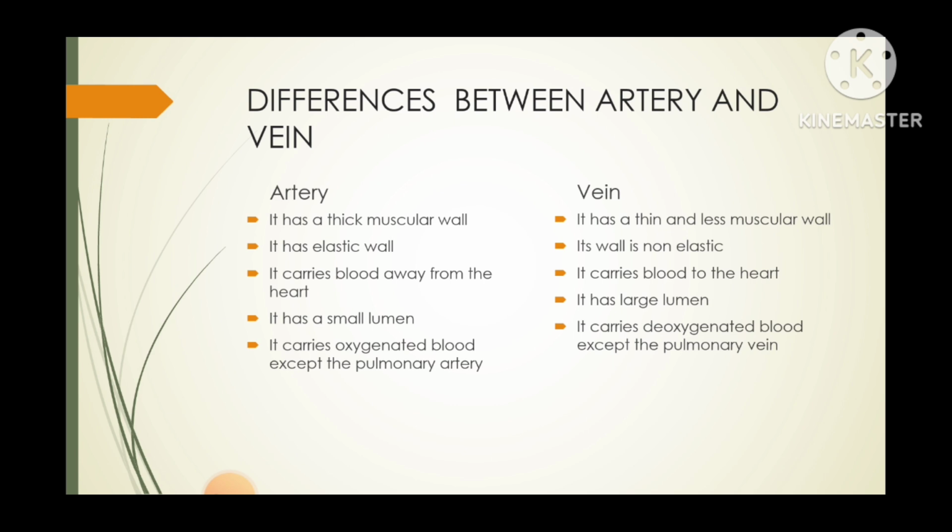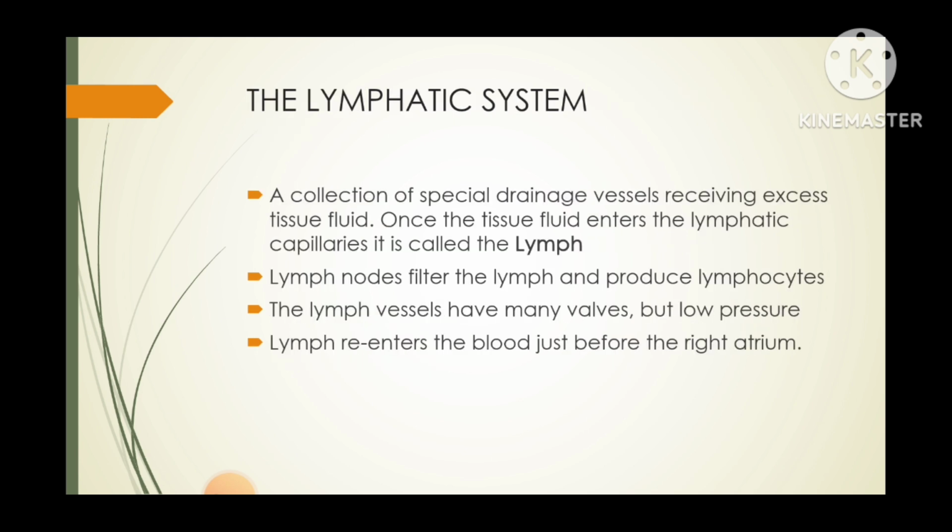Arteries carry oxygenated blood except the pulmonary artery, while the veins carry deoxygenated blood except the pulmonary vein. So these are just the 5 differences that I wrote here. There are still many more, but these are just the ones that I did for the class. So now let me quickly talk about the lymphatic system.